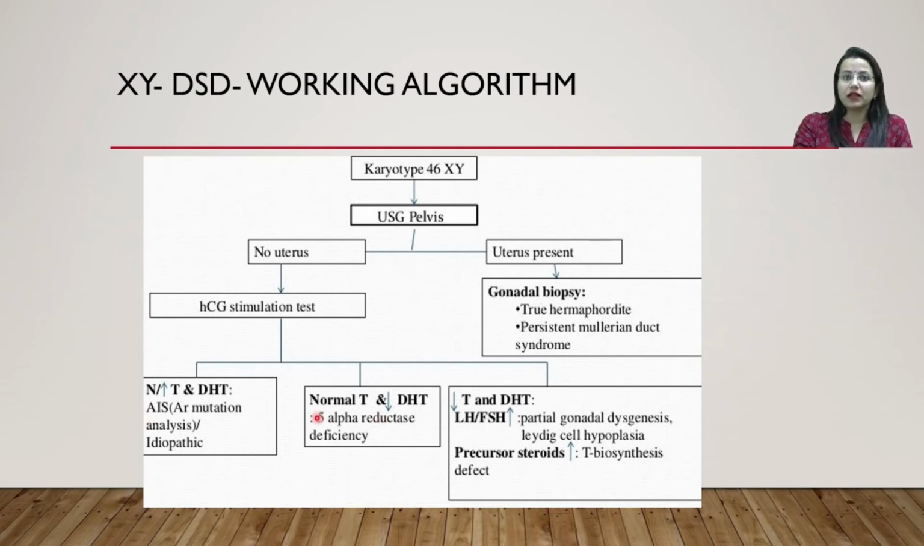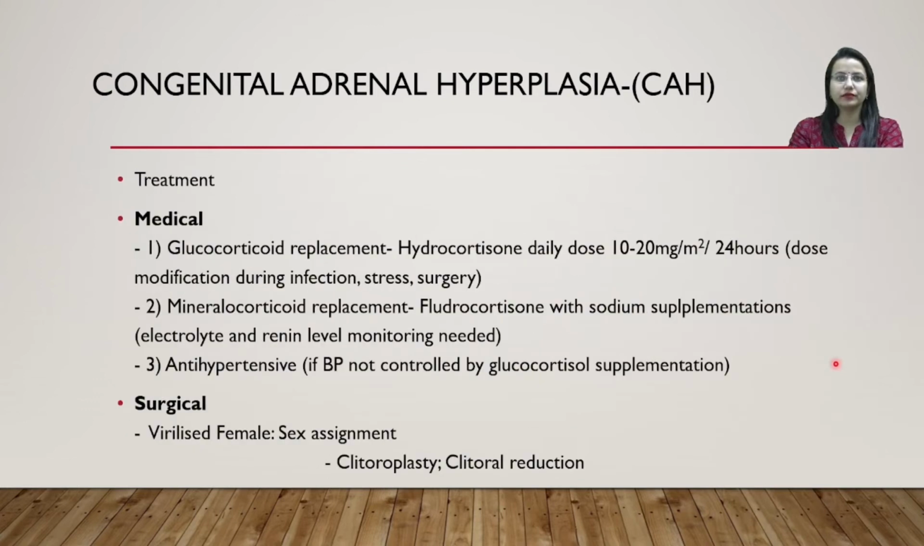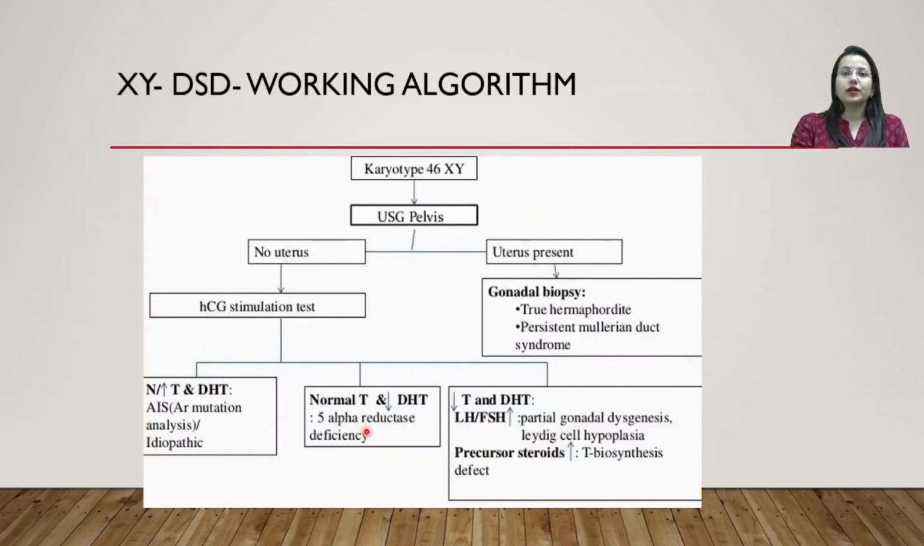If testosterone is normal but DHT is less, then it could be due to 5-alpha reductase deficiency. I'll just go a few slides back and show you that 5-alpha reductase converts testosterone to dihydrotestosterone. There will be other cases where testosterone and DHT are decreased while LH and FSH are increased; it could be in cases of gonadal dysgenesis or Leydig cell hypoplasia.